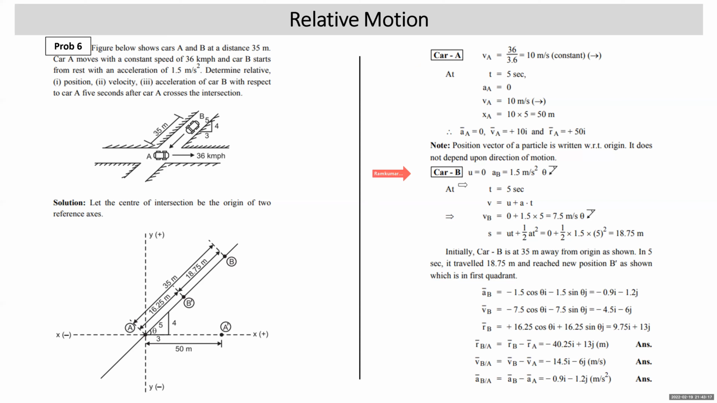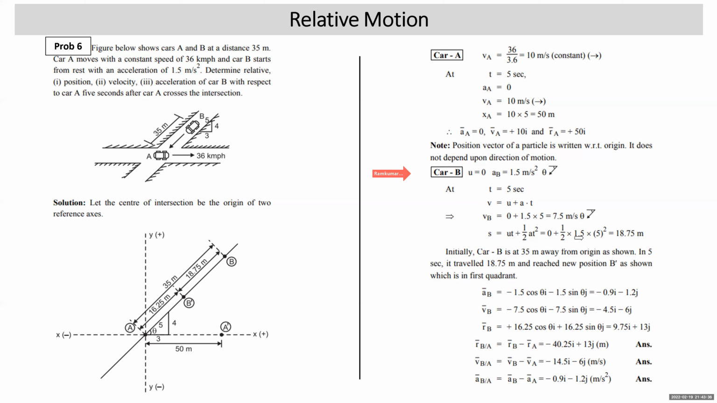Now car B. Car B starts from rest, 35 meter away from the center intersection. U is 0. Acceleration of car B is 1.5 meter per second square at angle theta. Theta is defined by the 3, 4, 5 right angle triangle. All right. At t equals 5 seconds, we write v equals u plus at. So v equals 0 plus 1.5 into 5, 7.5 meter per second at angle theta.